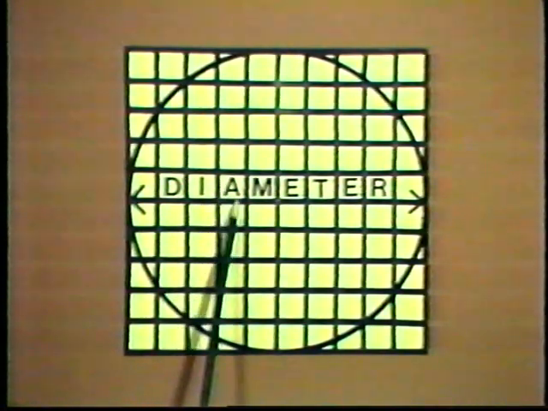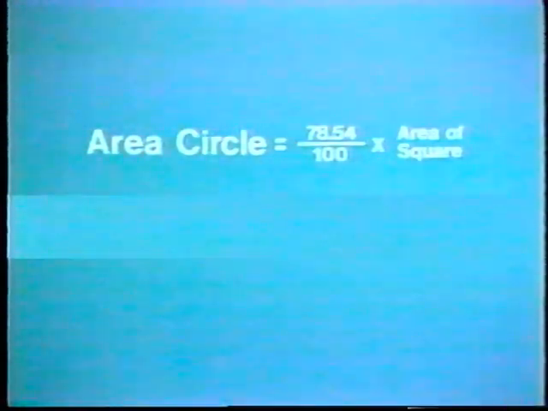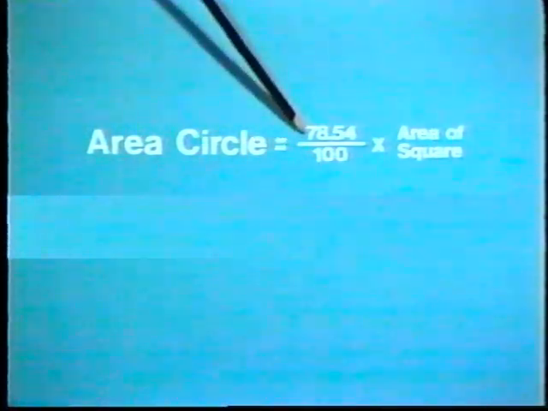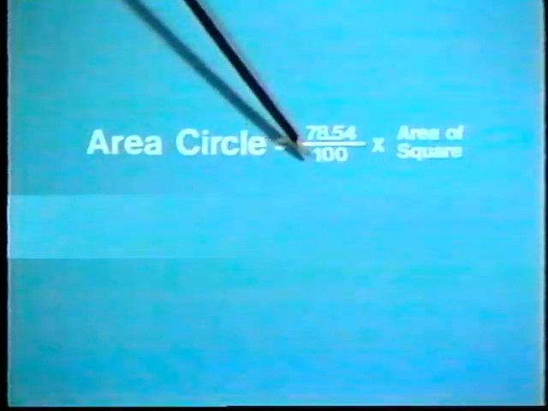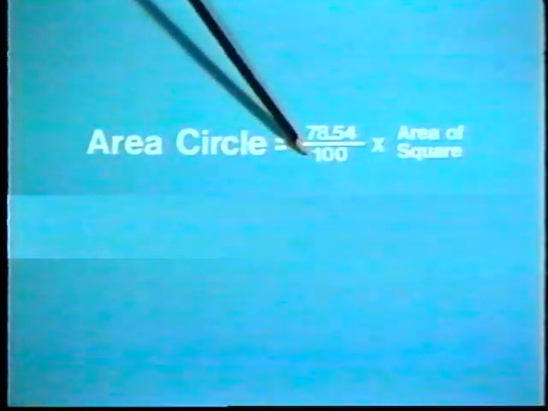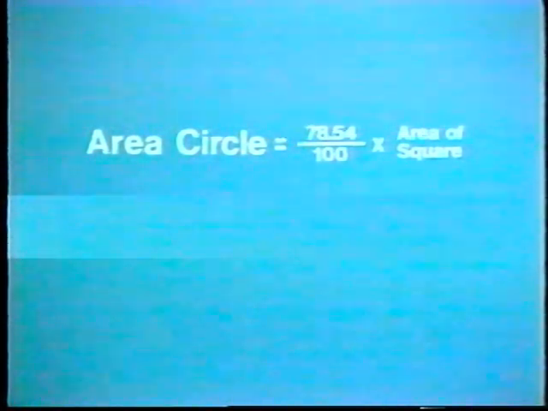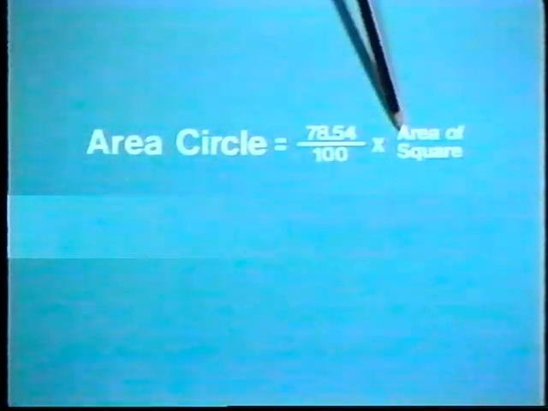If we count the squares inside the circle and add up all the little pieces, we will find the area of the circle to be 78.54 square inches. Since the area of the square is 100 square inches, we can then say that the area of a circle will be 78.54 divided by 100, or 0.7854 times the area of a square the circle will just fit into.